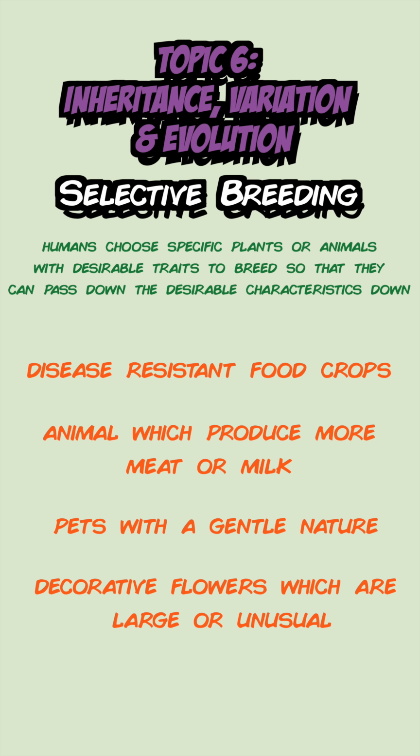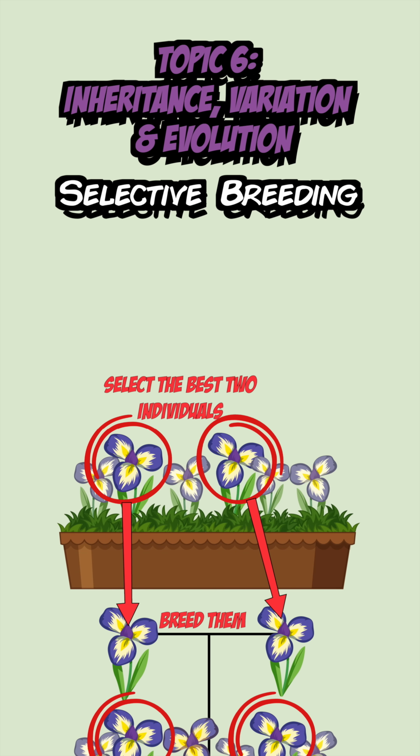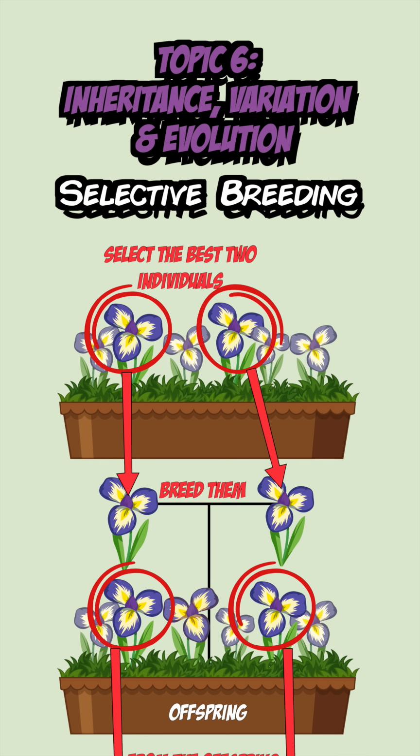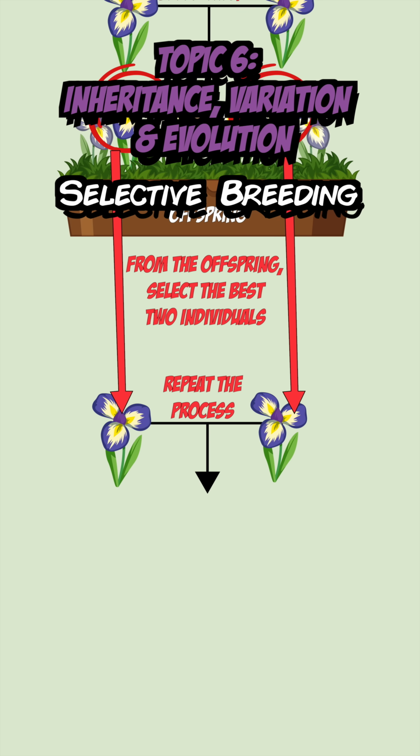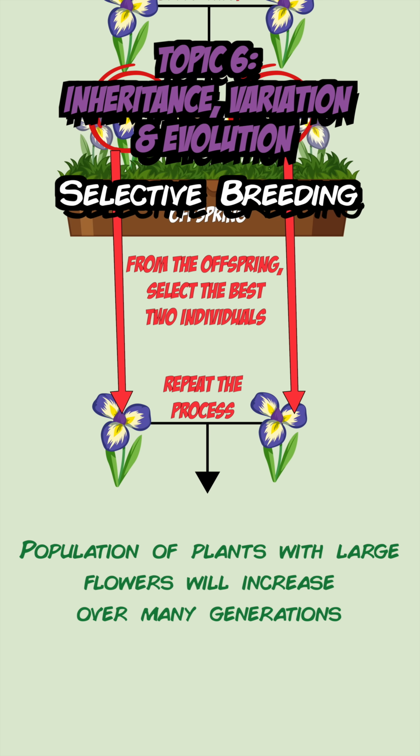To carry out selective breeding, you first select the best individuals. So for example, for decorative plants, this will be the ones with the biggest flowers. You then breed them, and from the offspring, you select the ones with the biggest flowers again and keep repeating the process. The population of the plants with the big flowers will increase over many generations.